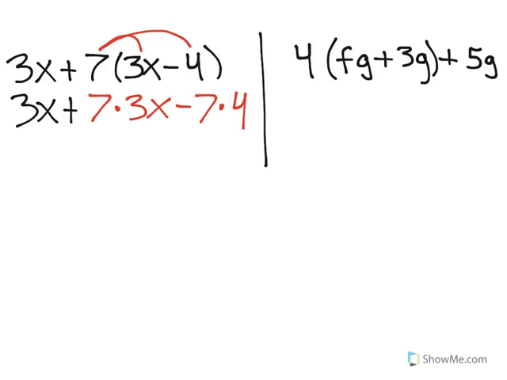So we're going to go ahead and multiply those out, just like order of operations. 3x plus 7 times 3x is 21x. Negative 7 times 4 is negative 28. So we have 3x plus 21x minus 28.